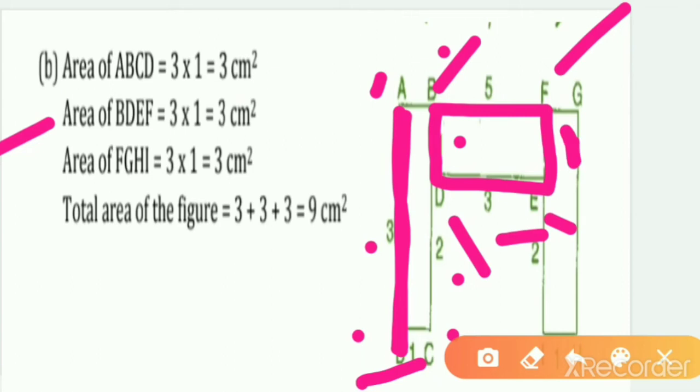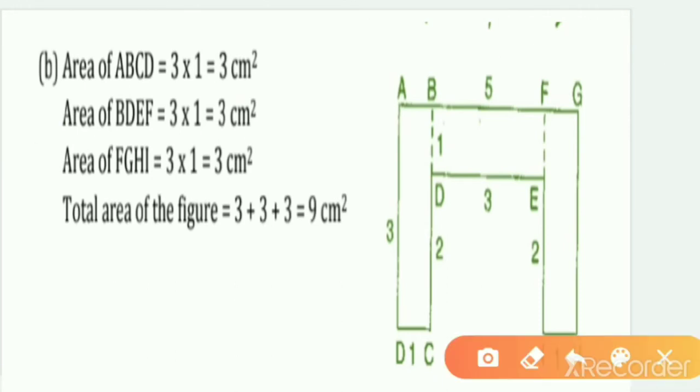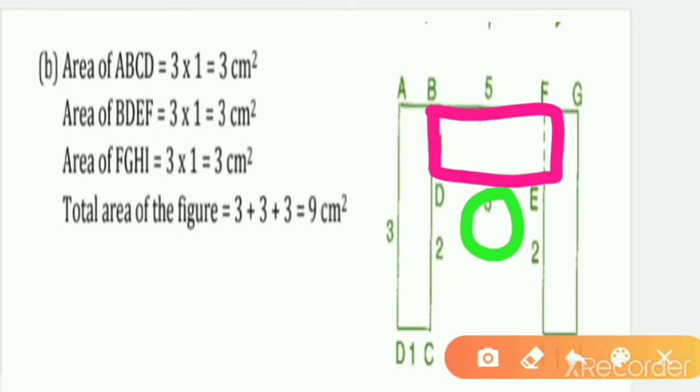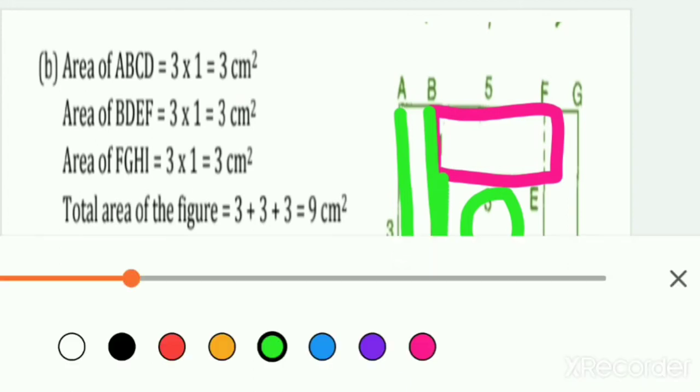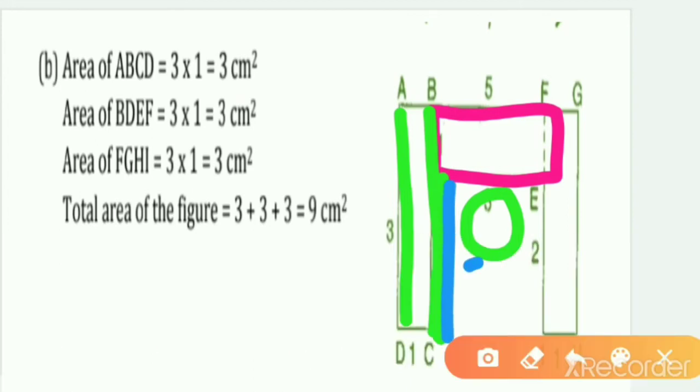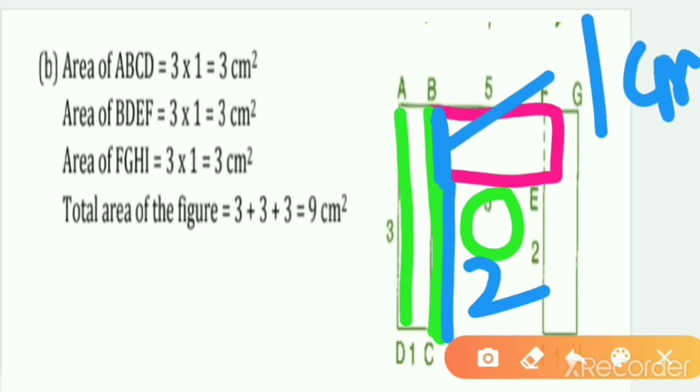Again I am explaining. We have the figure B, D, F, E. We have the length here, how much? We have the length here 3. But what is the breadth here? See, this complete line is 3, and this complete line is also 3, but how much is this portion given? This portion is given 2. So what remains, how much will this one be? This will be 1 centimeter, right?